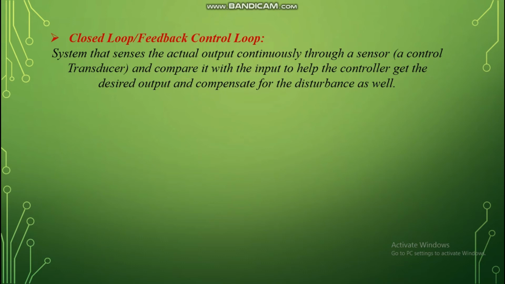Now the actual output is continuously sensed and it is compared with the desired output to let the controller know whether the actual output is more than the desired output, less than the desired output, or equal to the desired output, and to compensate for the disturbance as well. So if there is any disturbance within the system, the controller would get the actual output and it will try to maintain its position. We will get to know it better when we see the block diagram of it.